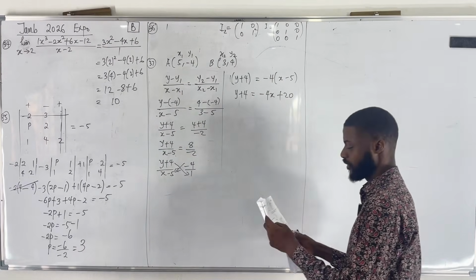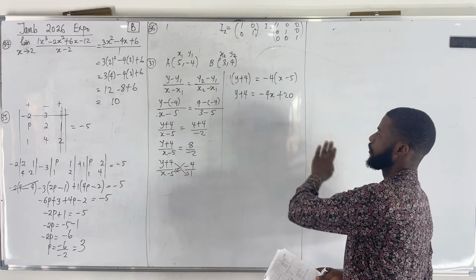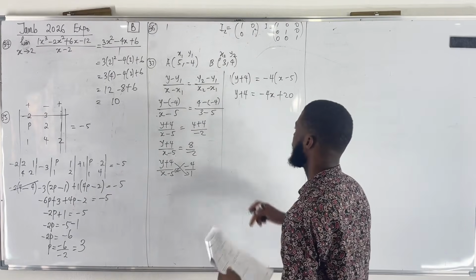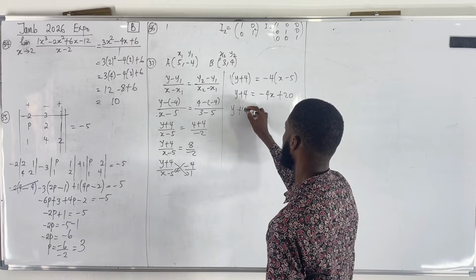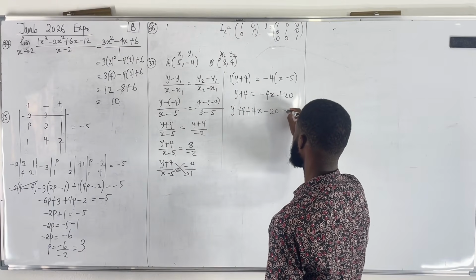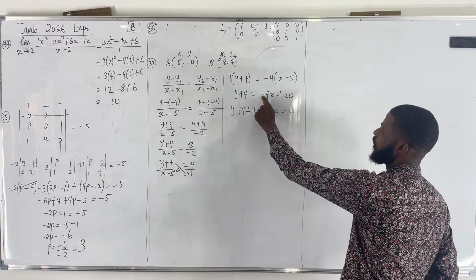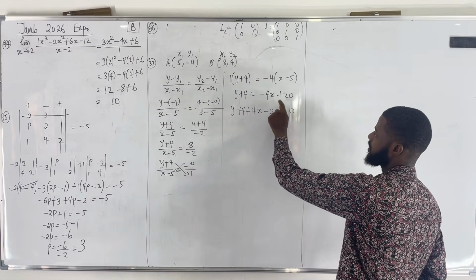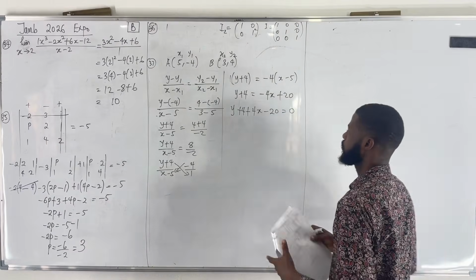Now if you look at the options, everything was made to be equal to 0. So everything here will go to this other side. So this will be y plus 4 plus 4x minus 20 equal to 0. This minus 4x will go over to become plus 4x. Plus 20 goes over to become minus 20.